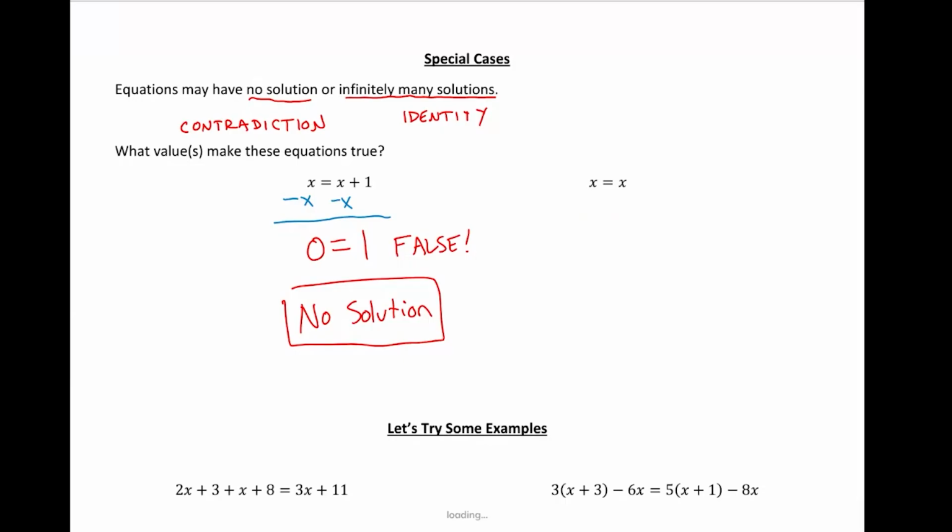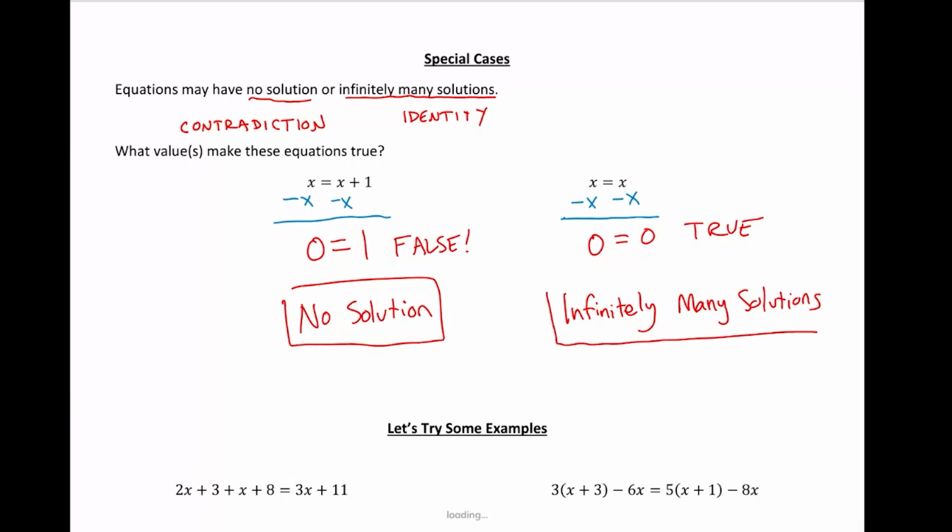But it won't always be this obvious. Instead, what you're going to be looking for is, just like with the last problem, if you work it out just like we work everything else, all the variables here are going to cancel out. But the big difference here is you are going to end up with a statement that's always true. So a statement that's always true, or an equation that's always true, is called an identity. And anytime you get an identity, you're going to say that there are infinitely many solutions. Another way to think about it is that every number is a solution.